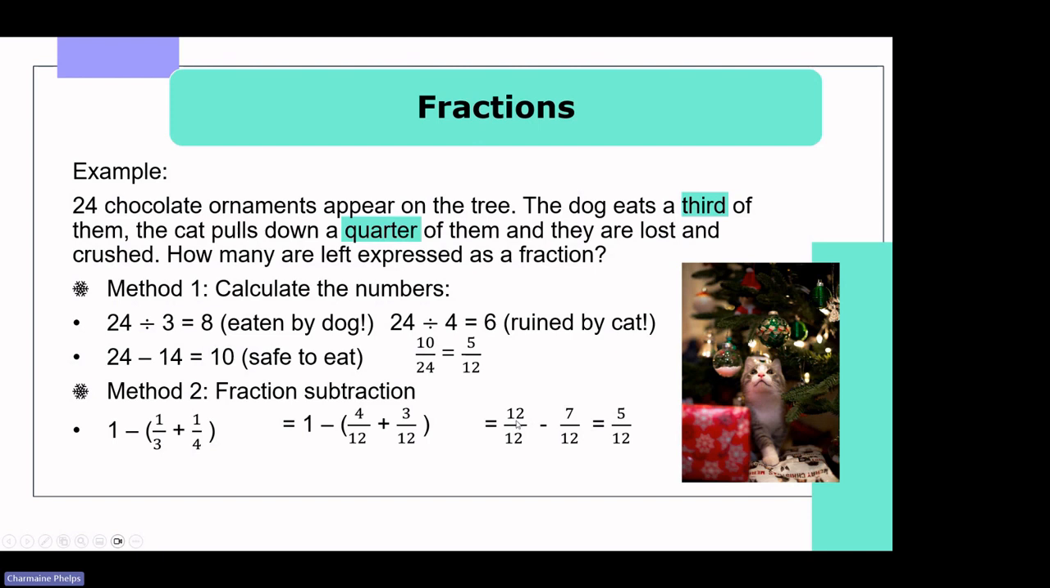So 1 as a fraction with a denominator of 12 is just 12 over 12. So I've got 12 twelfths minus 7 twelfths. So 4 plus 3 is obviously 7. So 12 take away 7 is 5. So again, I've got the same answer, but I've just gone about it differently. Okay, does that make sense?